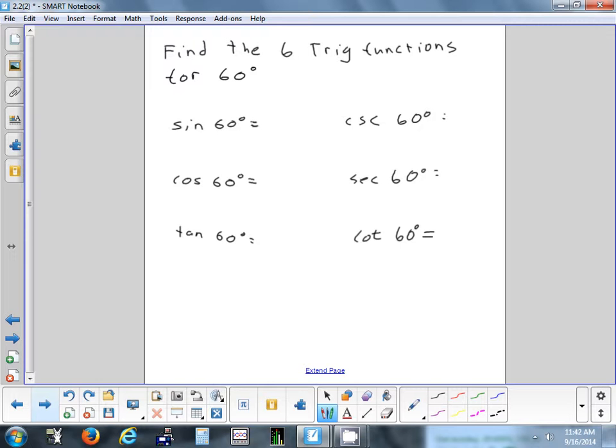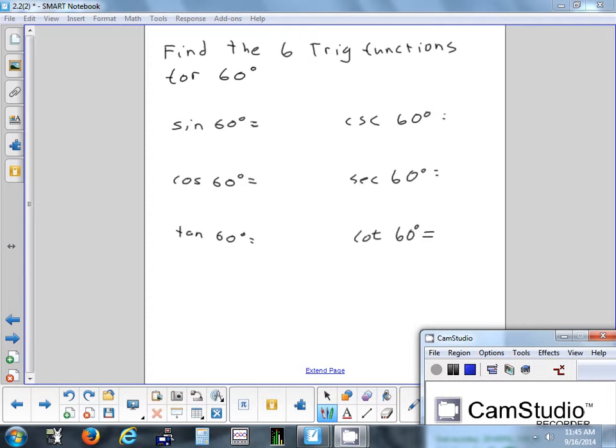Try the 6 trig functions of 60. Since the coordinate is very similar to 30, you should expect very similar answers here. Wherever you had an x before, now you have the y, and wherever you had the y, now you have the x. So you're going to get all the same answers, just switched around. Give that one a try, and then we'll go over it.